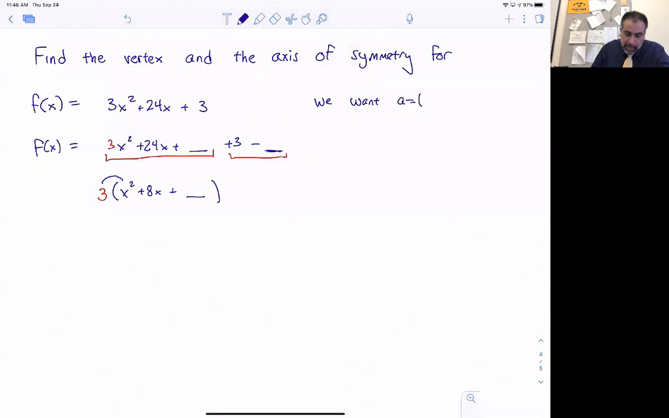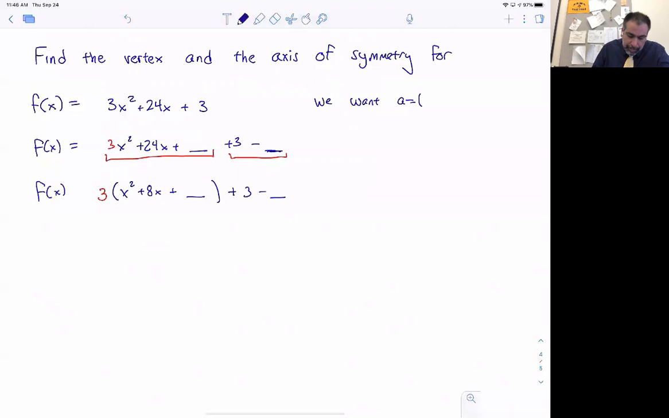Okay, now just keep in mind, all we've done is factor out the 3. This is still 3 times x squared, which gets us our 3x squared above. It's still 3 times 8x, which gets us our 24x. We haven't changed the value of this expression at all. We're just making it so a is 1. Now on the outside, we've still got plus 3 minus that blank.